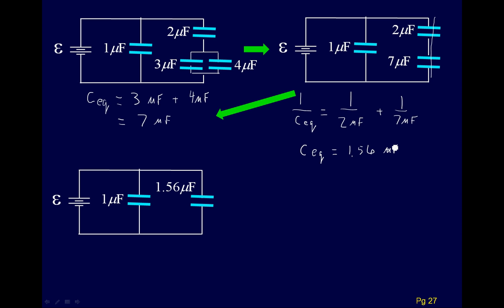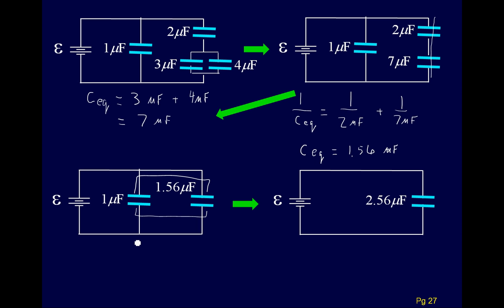So now you can notice that the 1 and the 1.56 are parallel, right? If I go from here to here, I can go bottom to bottom and top to top, no problem. All right, so you add these together, that's not too bad, and you end up with your equivalent capacitance. So basically all those 4 capacitors initially can be replaced with one capacitor that's 2.56 microfarads.